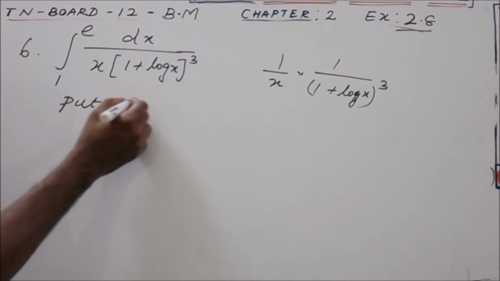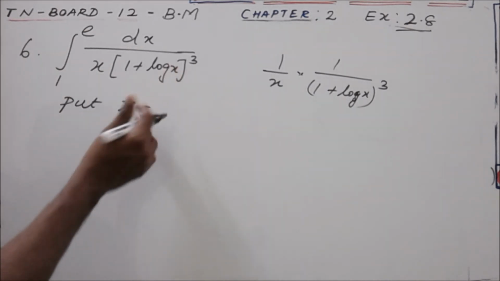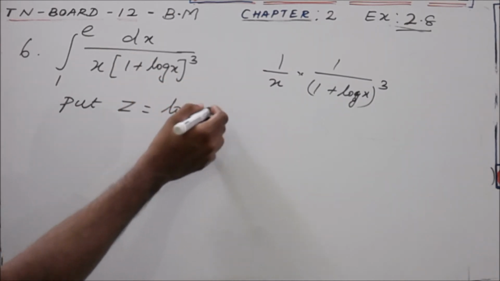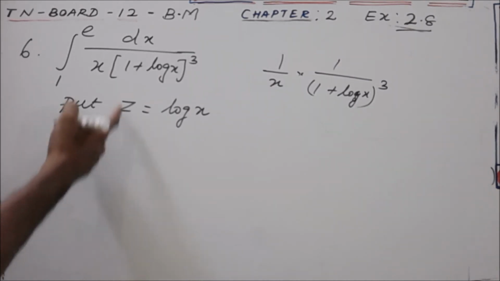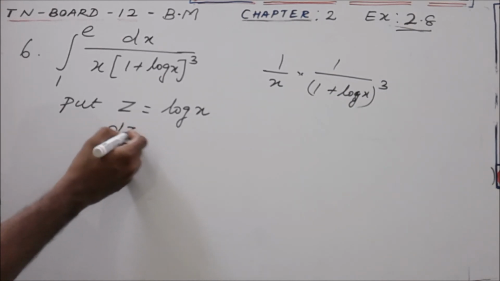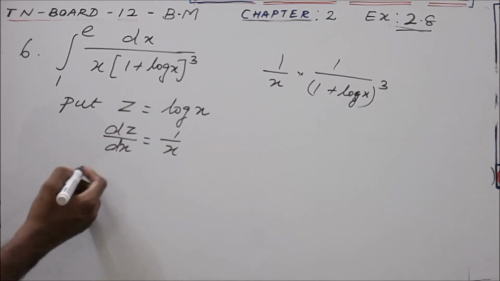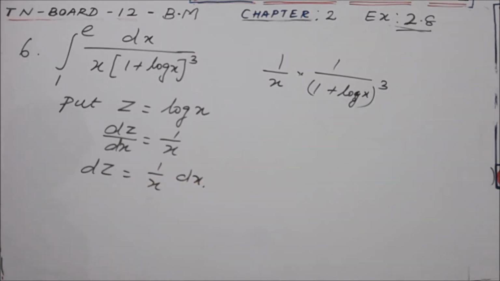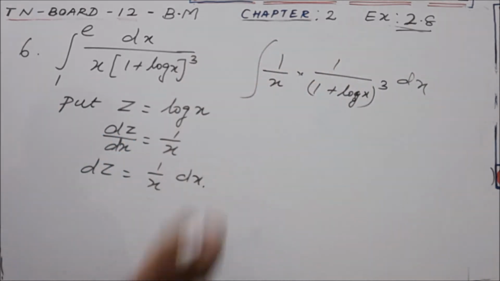put z equal to log x; you can take any variable other than x, a function of x. Then find its derivative, because we need dx. dz by dx is equal to 1 by x, so dz equals 1 by x dx. Now look at the function here, where I am applying the integral dx.